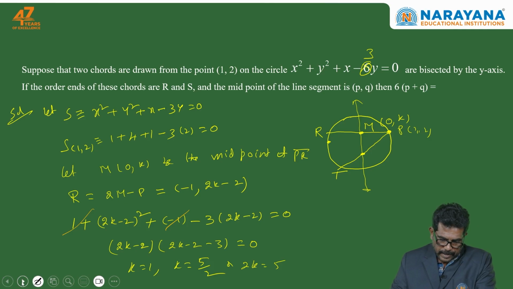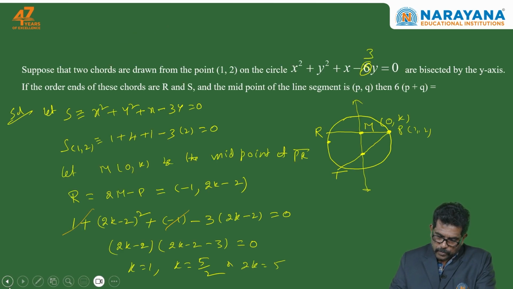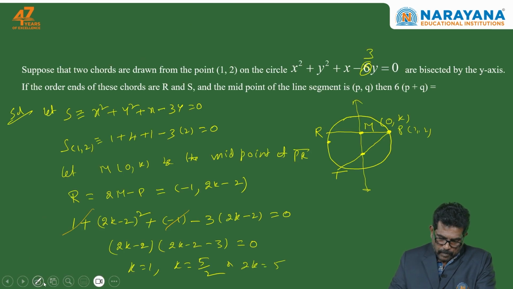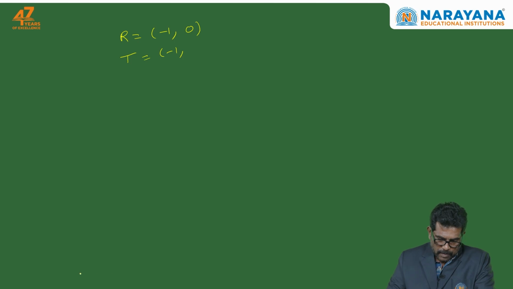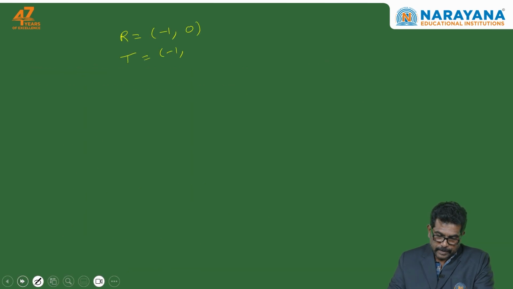Then the R coordinates are (minus 1, 2k minus 2). 2k minus 2 is equal to 0. Hence R coordinates are (minus 1, 0) and T coordinates are (minus 1, ...), here 2k is equal to 5. So 2k is equal to 5, 5 minus 2 is 3, it is 3.